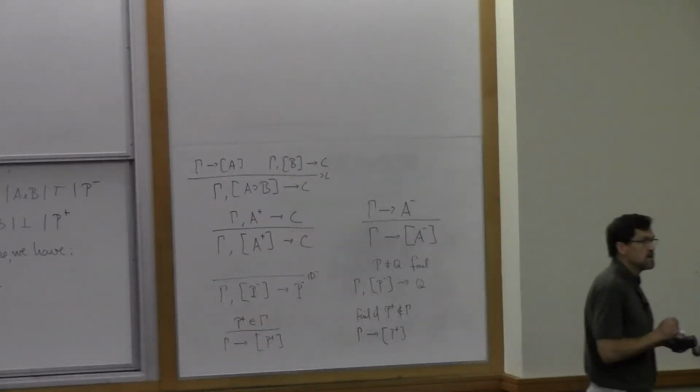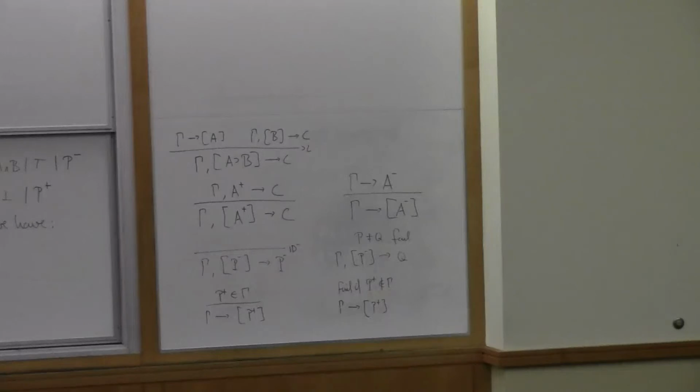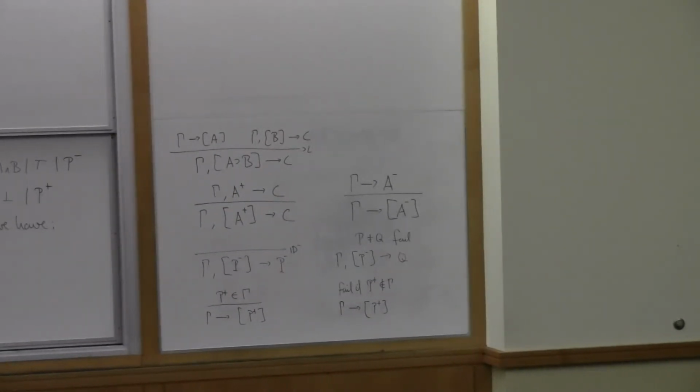Is there a unique annotation of a formula with up and down arrows? Yes, if you decide on the polarity of all the atoms, as soon as you decide on that, then there's a minimal one. And that's unique.